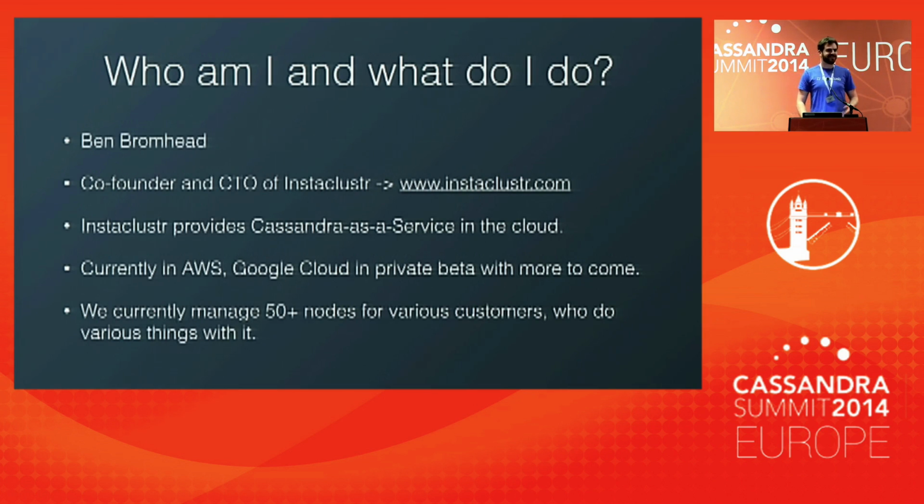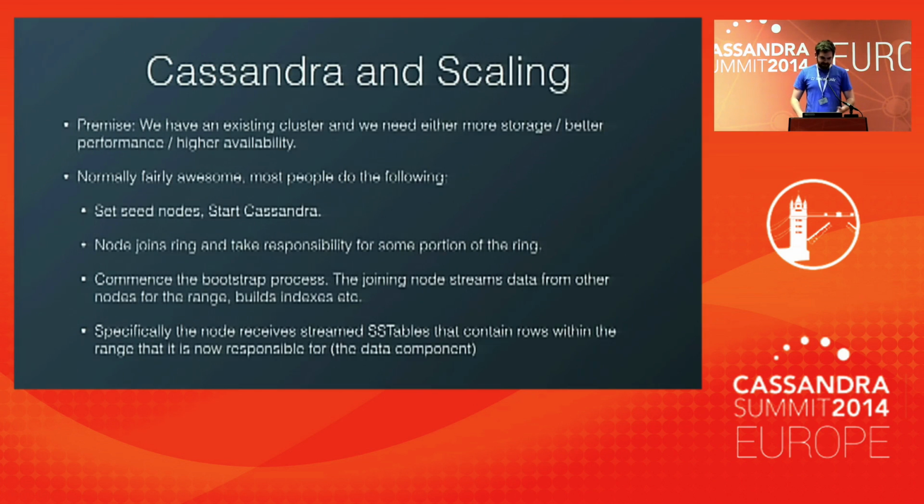And I'll get on to what I actually needed to talk about. So with Cassandra and scaling, we have an existing cluster and we need to add more storage, or more capacity to handle more reads and more writes, or increase the number of nodes available for availability requirements because we want to increase our replication factor. Cassandra's pretty good at this. This is what it's been built to do from the start.